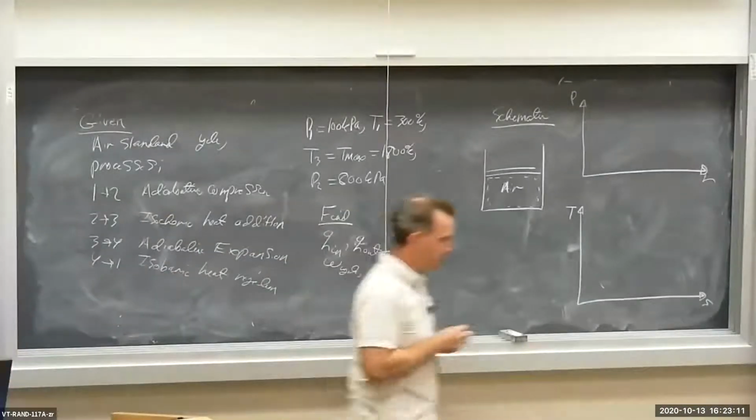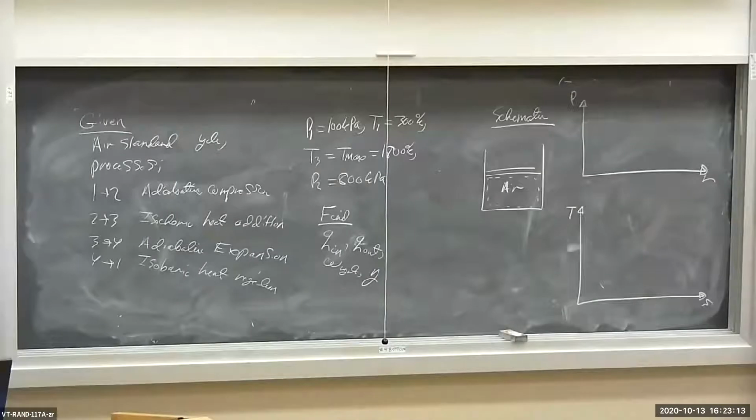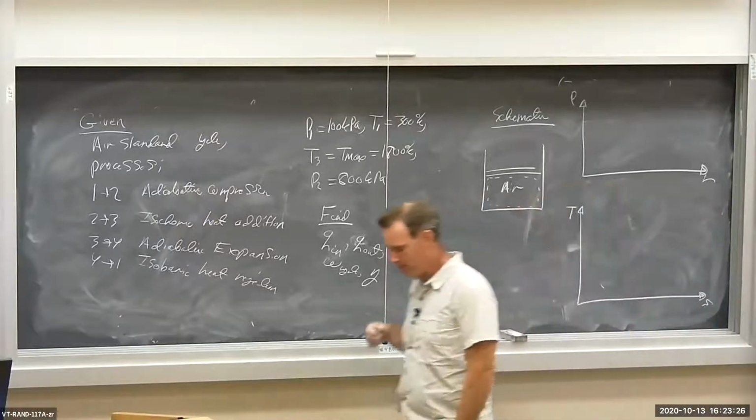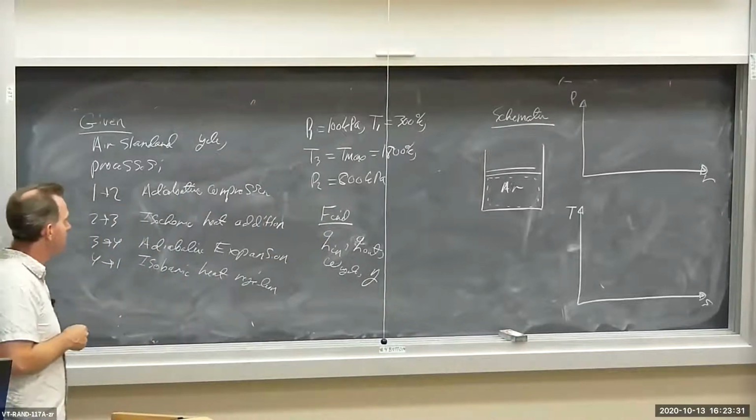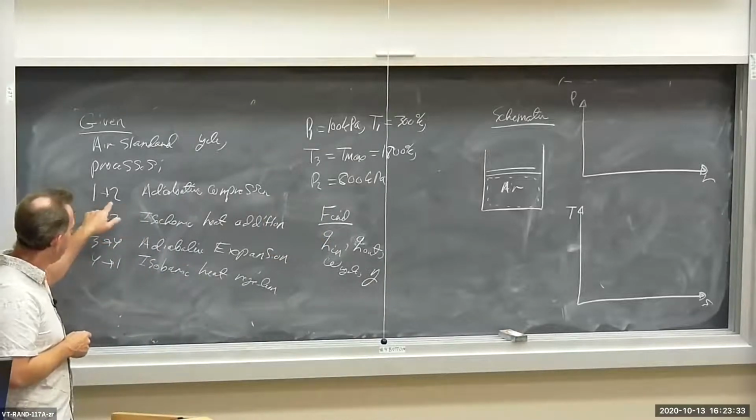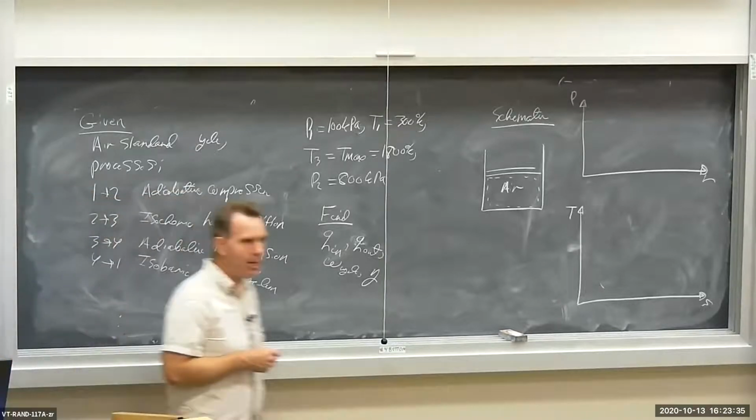Okay, let's do an example here, an air standard cycle example that involves actual numbers. Forget graphical problems. Let's do an actual numerical problem here. We have air as the working fluid inside of a piston cylinder device, closed system, and the air executes the following processes. We have state 1 to state 2, adiabatic compression.